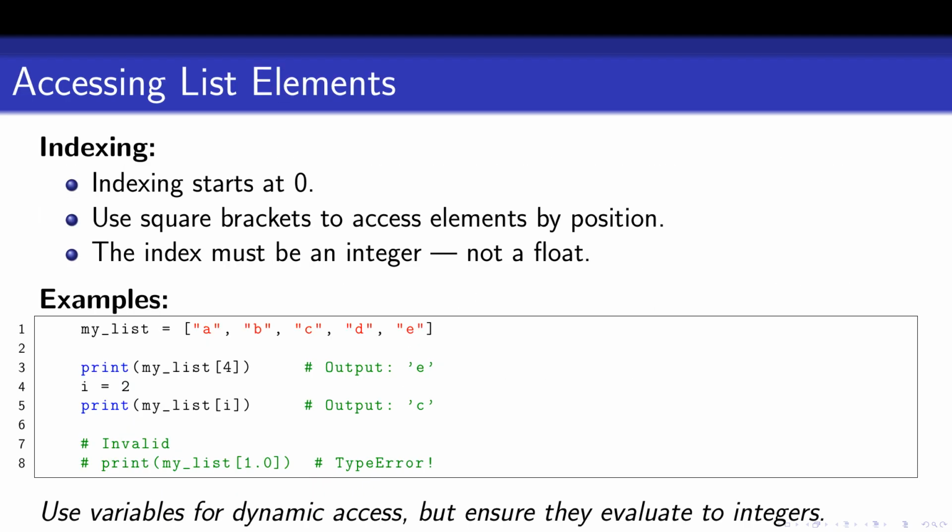Accessing list elements is done using indexing, where the index starts at 0. You use square brackets and an integer to access an element at a specific position. For example, index 0 retrieves the first item, and index 4 retrieves the fifth. You can also use variables as indices, as long as those variables evaluate to integers. Attempting to use a float or another type will raise a type error.